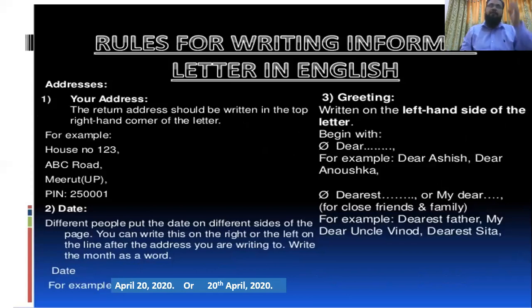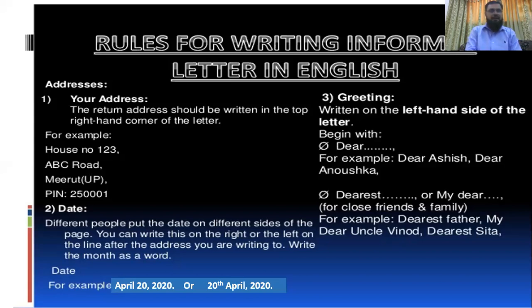Rules for writing an informal letter. Now let's move to informal. Your address, number one. The return address should be written at the top. For example, house number 123 ABC Road. You can use your city name and anything. Okay.